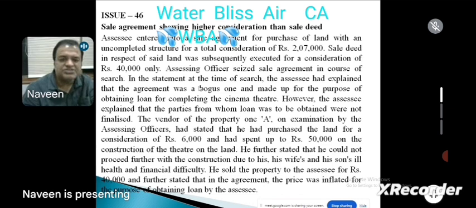In the course of such a case, a sale agreement is found. The sale deed is also there. This fellow has declared 1 crore. The sale agreement says 1.5 crores. Now what to do? I will tell you.